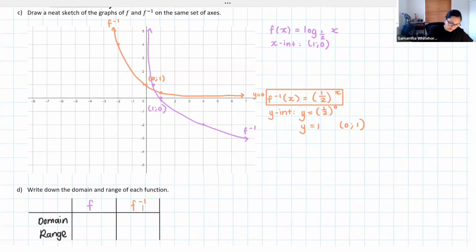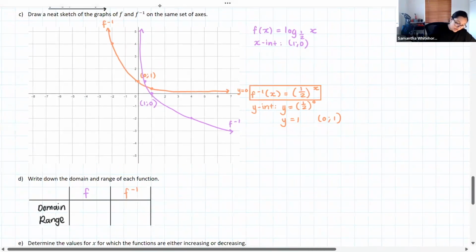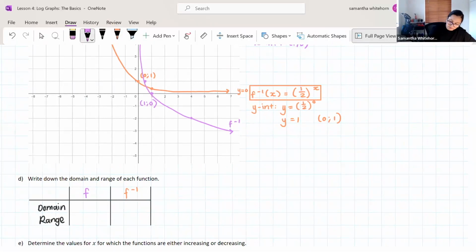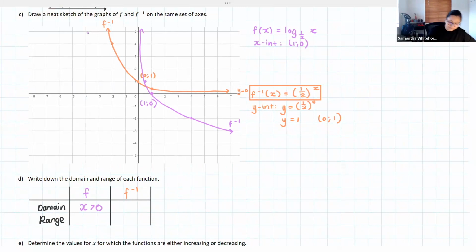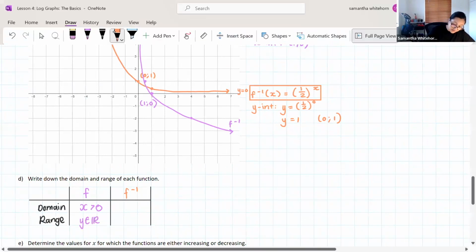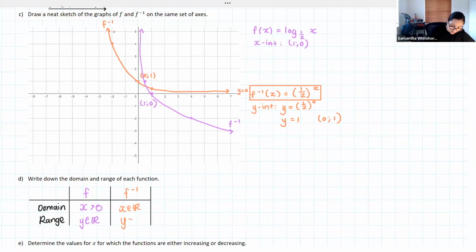Okay, let's see if we agree. We should. So if we consider the original graph which was the log graph, its domain is x greater than 0 because it's from the asymptote to infinity, whereas its range was y element of the reals. If we now consider the inverse, which was the exponential, domain is now x element of the reals, whereas range is y greater than 0. Hopefully you're seeing the swap.